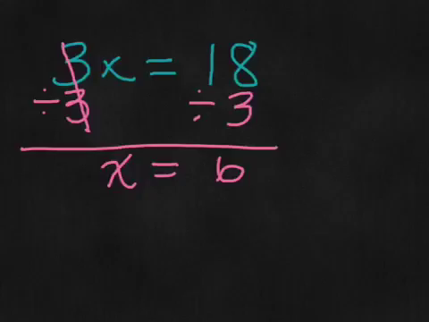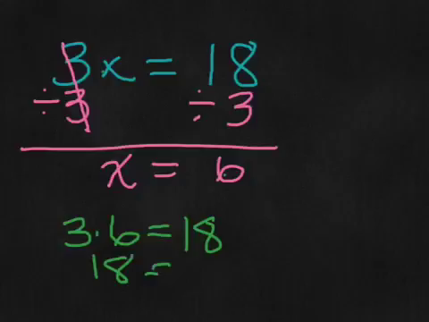If I've done everything correctly, my check step should work out. So I substitute 6 back in for x, so 3 times 6 should equal 18. 3 times 6 is 18, and yep, 18 equals 18. My two sides equal each other. Everything works out. I'm done.